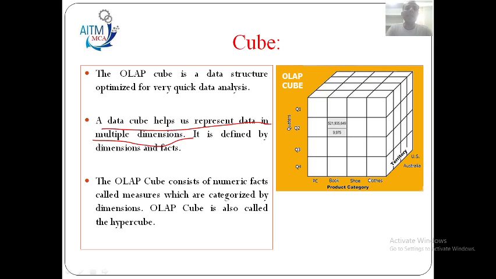It is defined by dimensions and facts. See here now, data cubes are defined by dimensions and facts. Dimension means how many dimensions? Which dimensions are you talking about? Are you talking about this dimension? This dimension? Or this dimension? Got it? Based on the dimensions, it will give you the facts for different information.